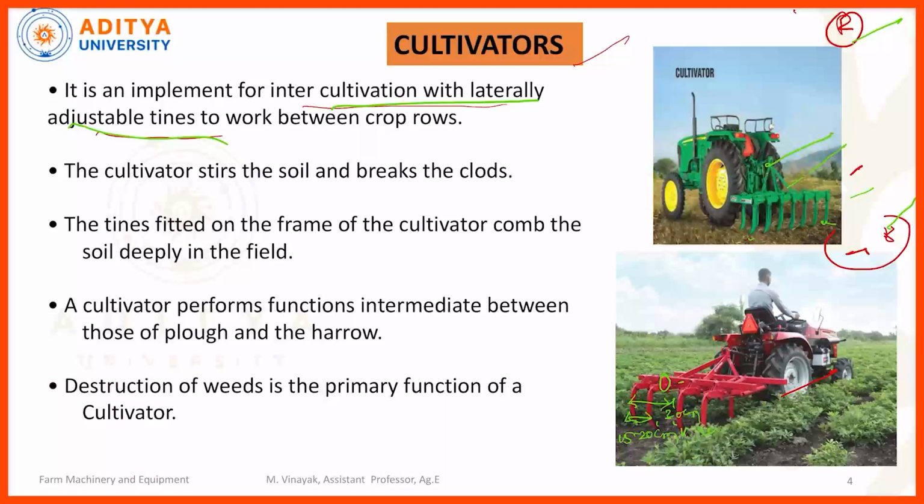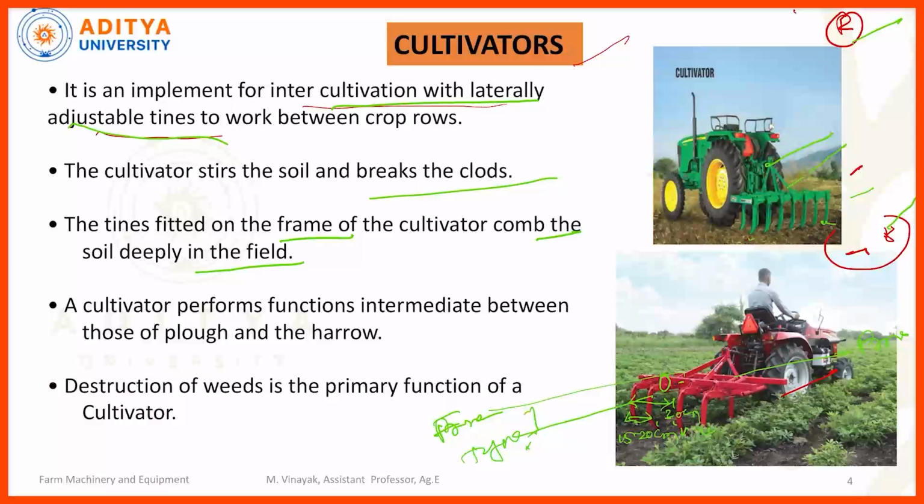Next, the cultivator stirs the soil and breaks the clods. Last class we discussed the tillage implements; the entire secondary tillage operation is used for breaking of clods as well as creation of fine particles above the earth surface. Next, the tines fitted on the frame of the cultivator comb the soil deeply in the field. This one is the frame, and the tines are fixed to the frame.